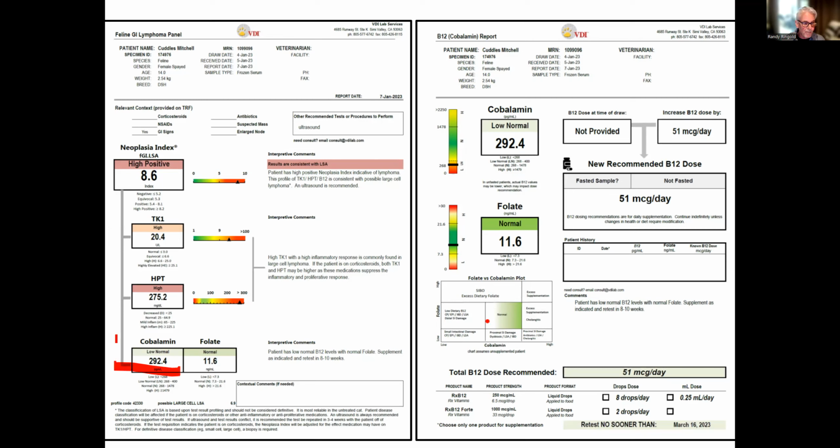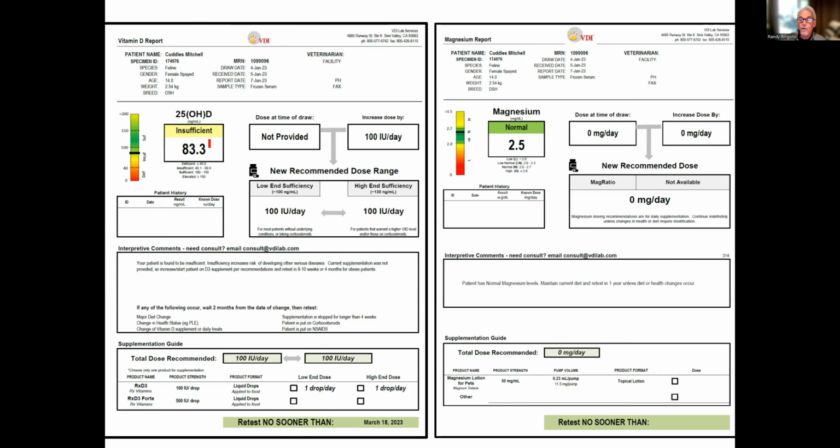Again, these markers come up to a high positive index, and these are context sensitive. We look at B12. Oh, it's low. This is what we tell you to fix it. And sure enough, it's falling into this sector that's often common when we look at lymphoma cases. Over here, we're telling you, hey, the vitamin D is a little on the low side.